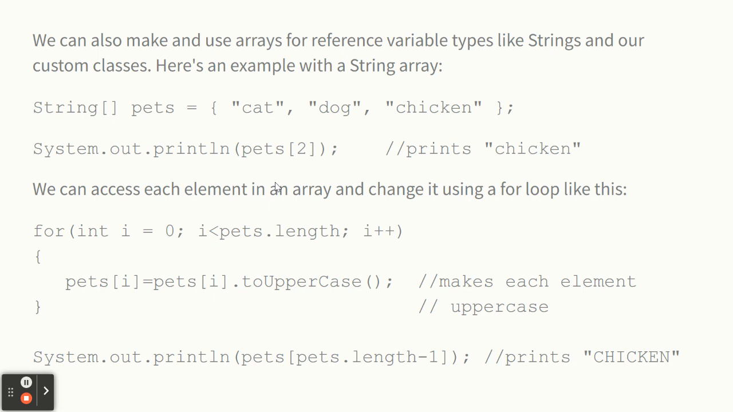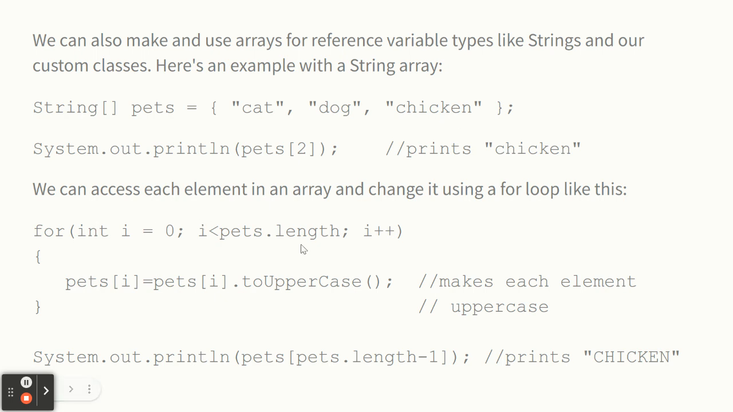Like we can make frog arrays, and you will today. Here's an example with an array initializer. String array called pets is equal to cat, dog, chicken. And then if I said, hey, print pets at 2, it'll print chicken, because remember it's 0, 1, 2.